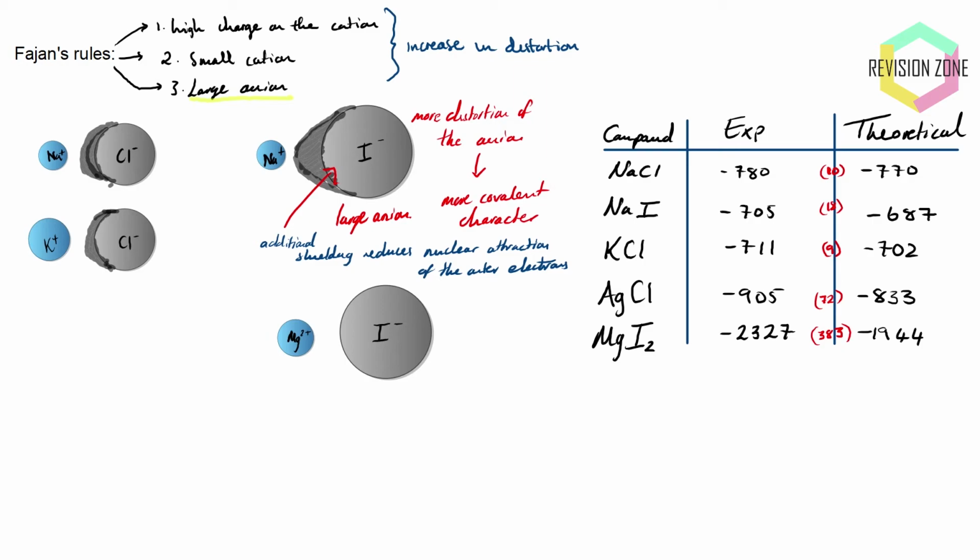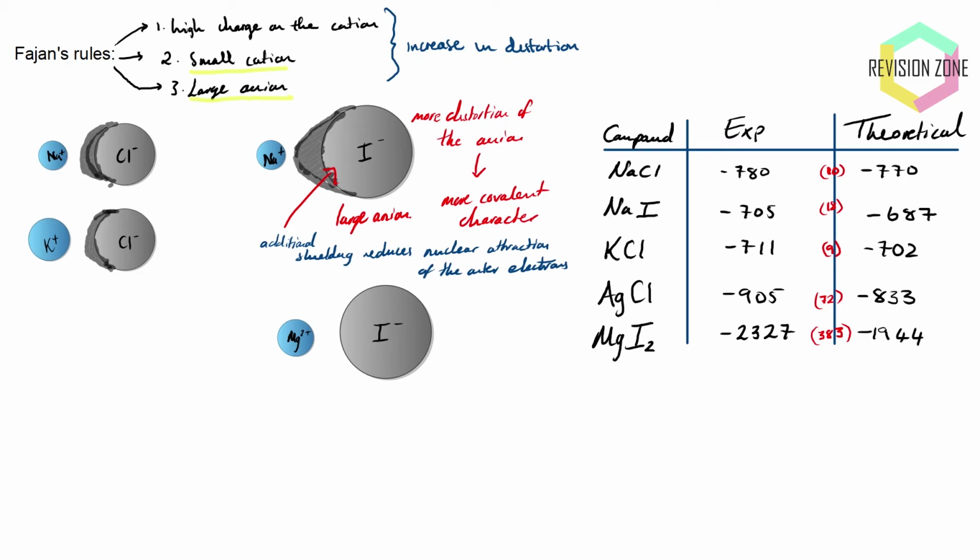The smaller the cation, the more distortion. The sodium ion here is the small cation and it leads to more distortion than the potassium ion, although these almost look the same, but this is slightly more distortion or more polarization occurring here. Therefore, there is more covalent character in sodium chloride than there is in potassium chloride.